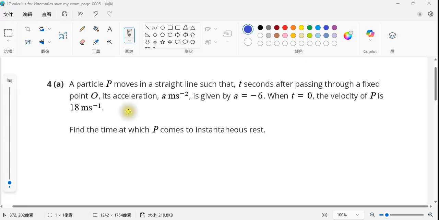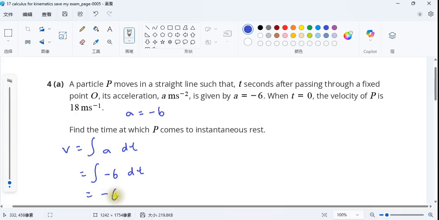So we know that a equals negative 6 for all the time. So v is the integral of a dt, which will be the integral of negative 6 dt, then it is negative 6t plus c. So when t equals 0, v equals 18. So 18 equals 0 plus c, c is 18.